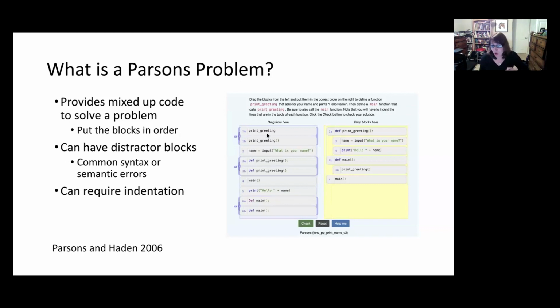You can have distractor blocks. You'll notice this 1A, 1B print greeting. The only difference is the missing parentheses on the 1A. And those are pairs of correct and incorrect code, or distractor code, which often are common syntax or semantic errors. And you can either require indentation or not. These were first named for Dale Parsons, and she and Patricia Hayden wrote the first paper about this in 2006.